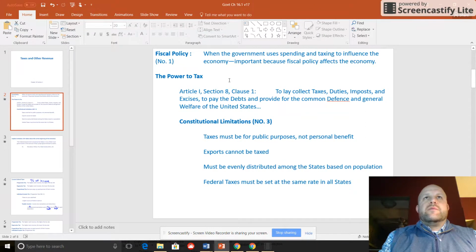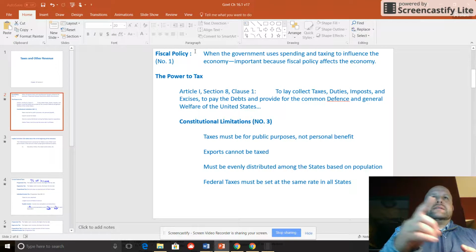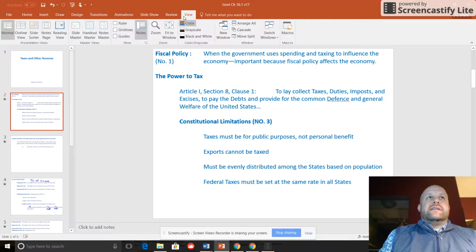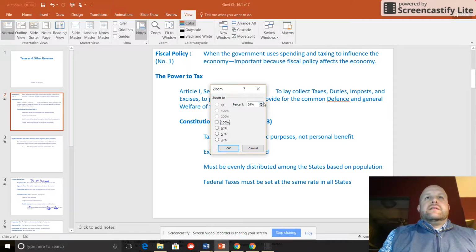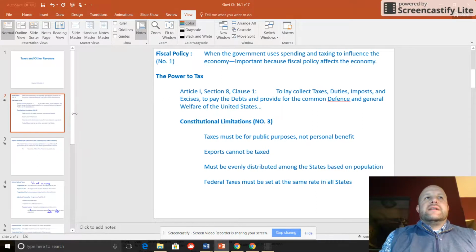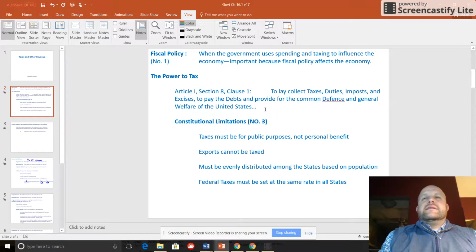So good fiscal policy, number one. Let's define it, and then it's asking why is it important. Fiscal policy is when the government uses spending and taxes to influence the economy. Okay, that's how fiscal policy is defined. Important, fiscal policy affects the economy. It's important because the fiscal policy affects the economy.